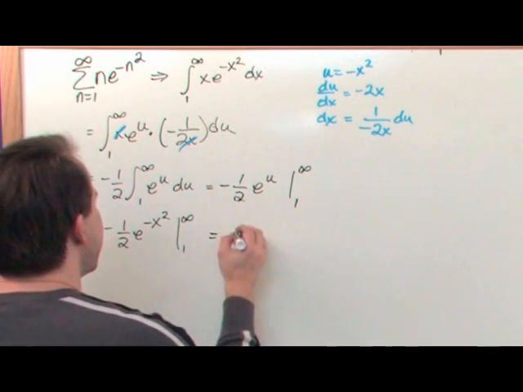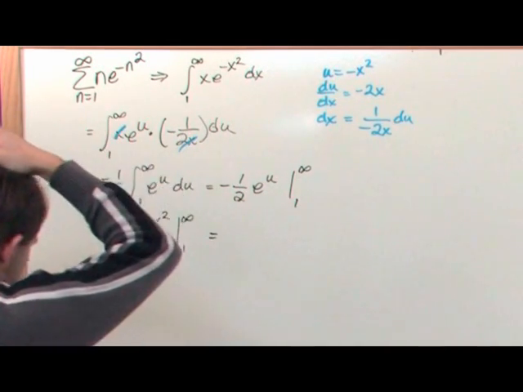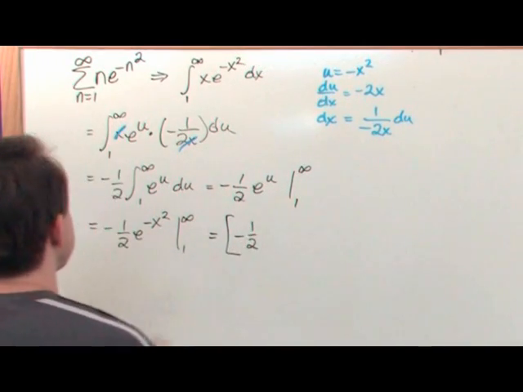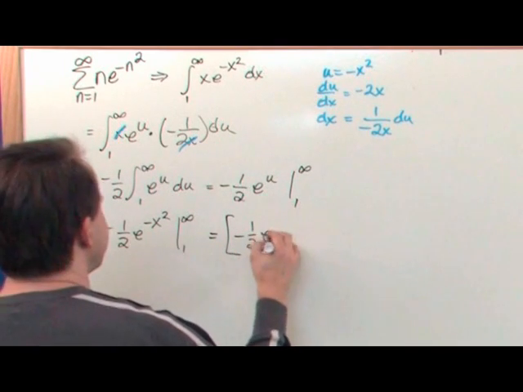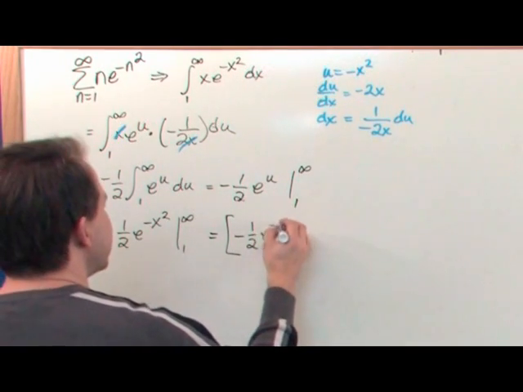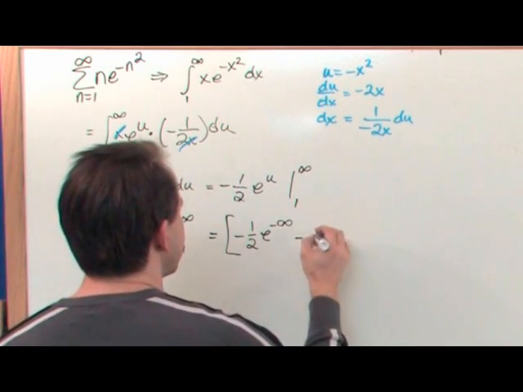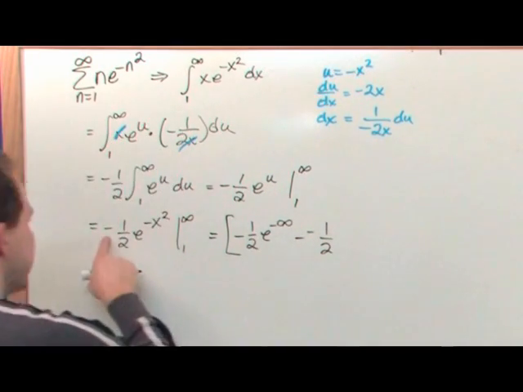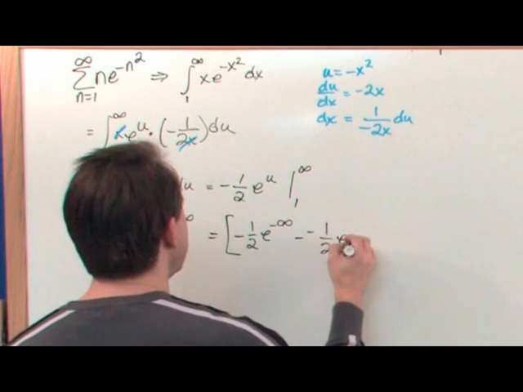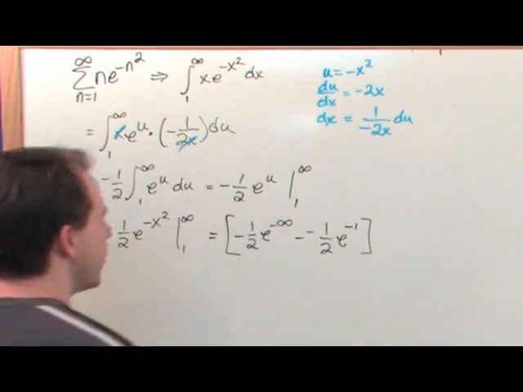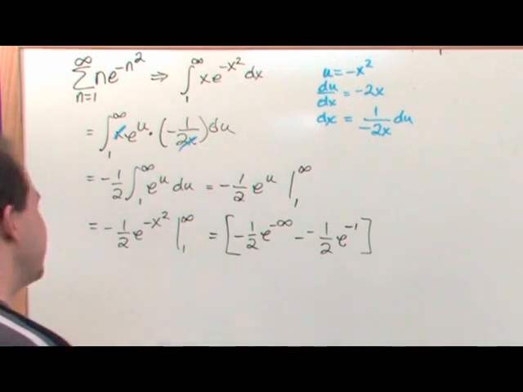Let's go ahead and evaluate that. Okay, the first term is negative 1/2 times e to the negative x squared, so it's negative infinity, because infinity squared is infinity, minus a negative 1/2, because it's negative, so minus a negative 1/2, e to the negative 1 squared is 1. So I have e to the negative 1 right there.